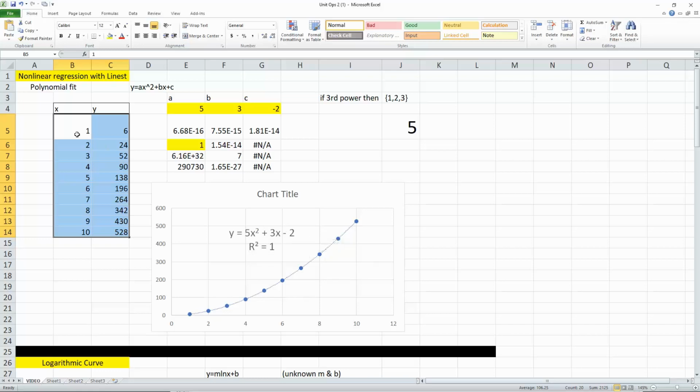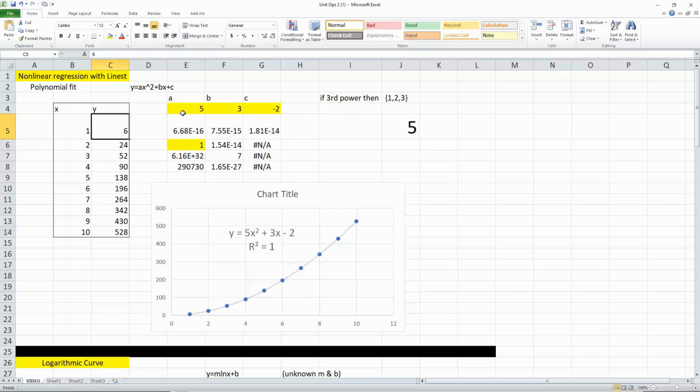With that, if I plug in 1, I would get 6. And if I plug in 10, I would get 528. So I know this is a perfect polynomial fit of this form: y is equal to ax squared plus bx plus c. But instead of graphing, in order to know our a, our b, and our c value, we can use LINEST. I'm going to show you what you need to type in, because unlike a simple linear function, for a polynomial fit you need to do a little trick.